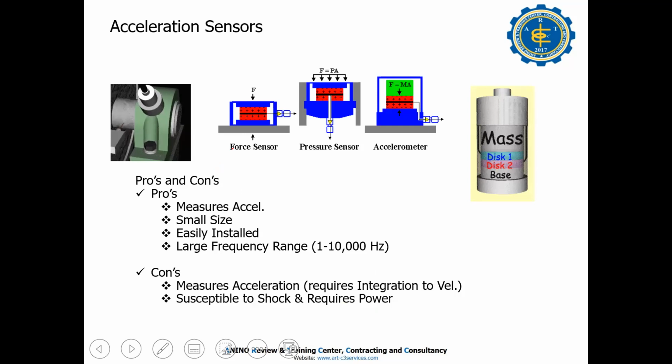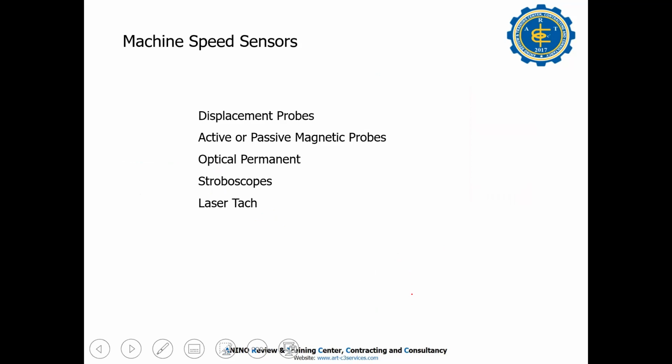So they have acceleration sensors. The pros: measures acceleration, small size, easily installed, range up to 10,000 hertz. The cons: measures acceleration, requires integration to velocity, susceptible to shock, and requires power.